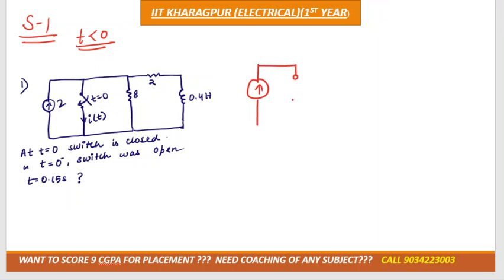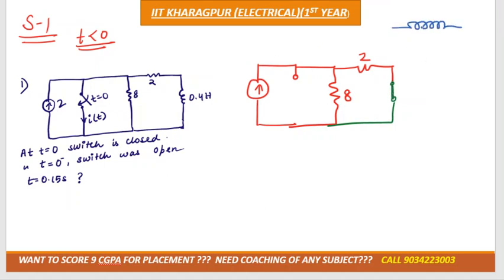So if the switch was open, then there is no need to draw this line. Then the resistor 8 ohm and 2 ohm, it means from the very long time current is flowing across the inductor. So in this condition inductor will behave as a short circuit, right? Because I told you in the steady state condition, if from the very long time current is flowing across the inductor, then inductor will behave as a short circuit.